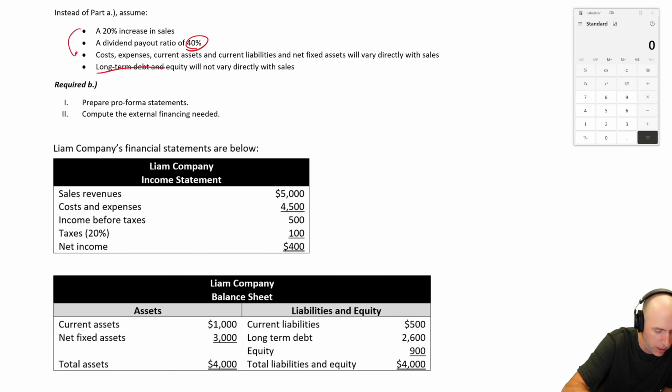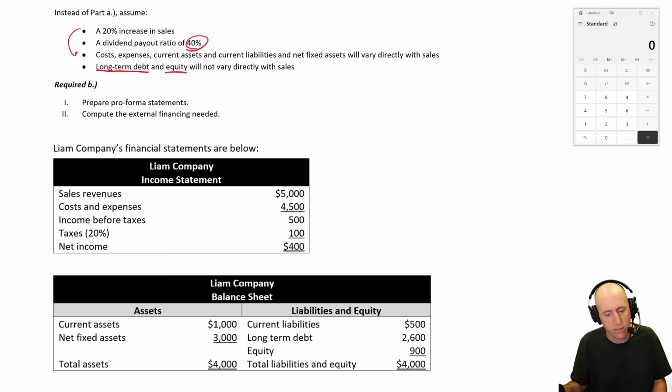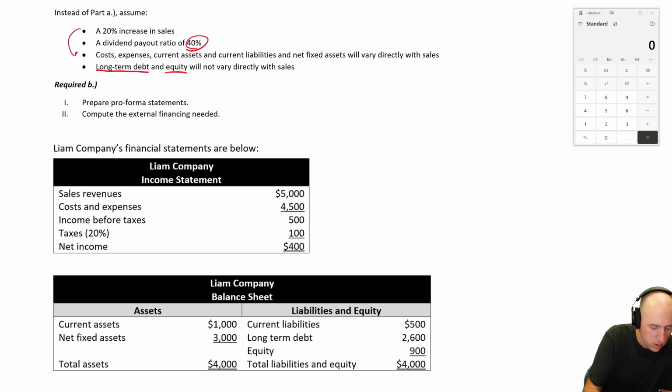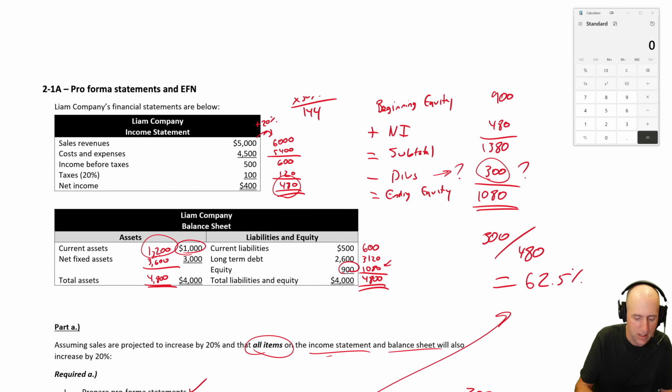Long-term debt and shareholders' equity don't vary directly with sales. Okay, so it's a different task we've been assigned here. Same task, but they've given us different information, I suppose. Let's see if we can solve it. So we'll start with the income statement, and the income statement is identical because sales, costs, and expenses, that's all that's on an income statement, all go up by 20%, exactly as they did in the previous version.